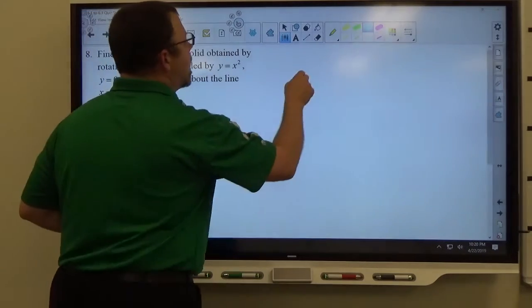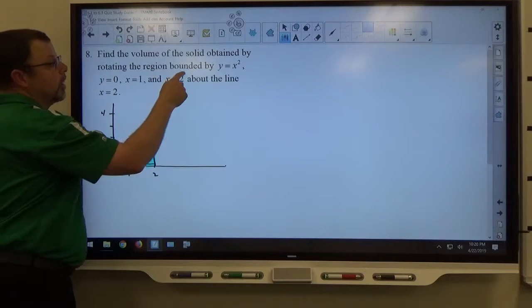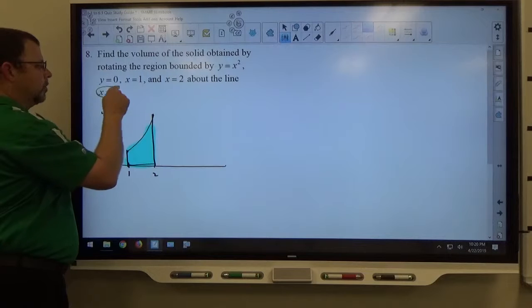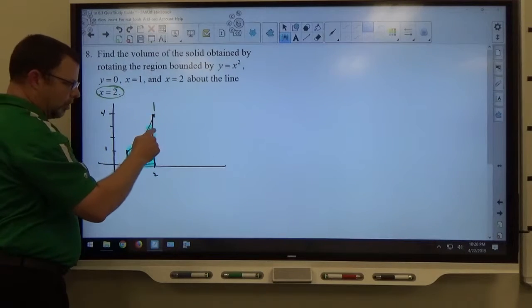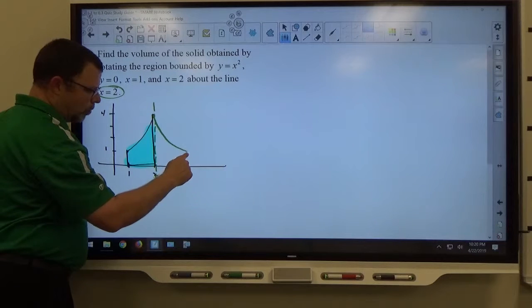Now this time, what makes this problem different than problem number 5 is the axis of rotation. The axis of rotation is the line x equals 2. So my axis of rotation is right here, so the mirror image is going to go off like so, like here.